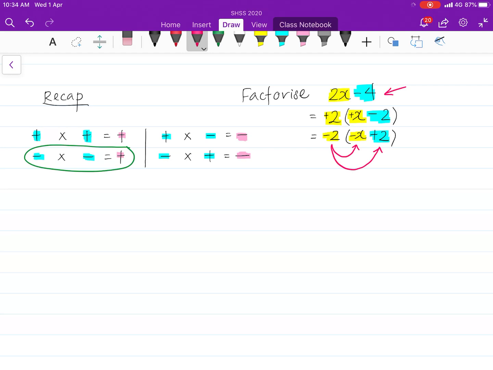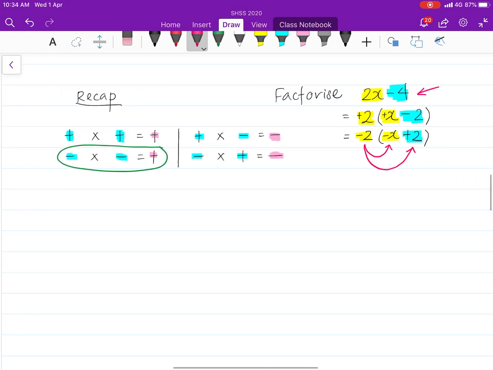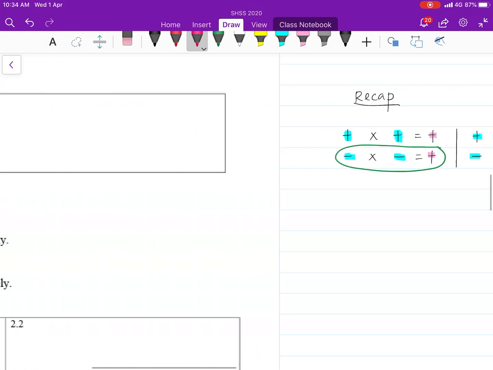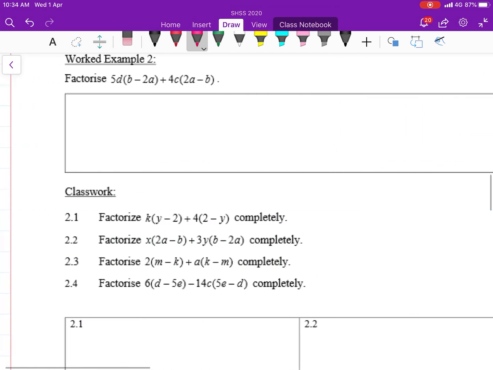We need this skill to do work example number 2 later. Okay, so if you are not clear on how to do this, you can rewind this part of the video and listen to what I teach again. If you understand, then let's move on to work example 2.